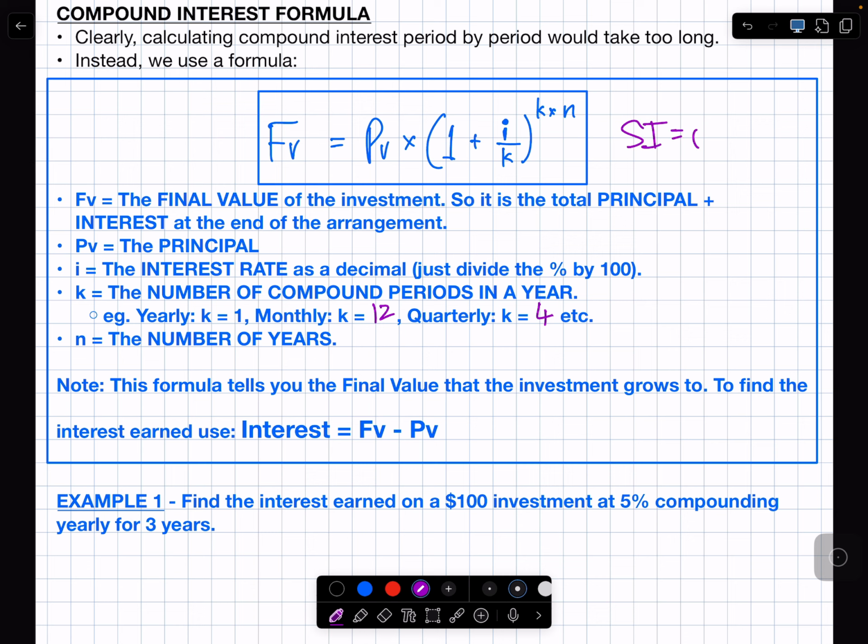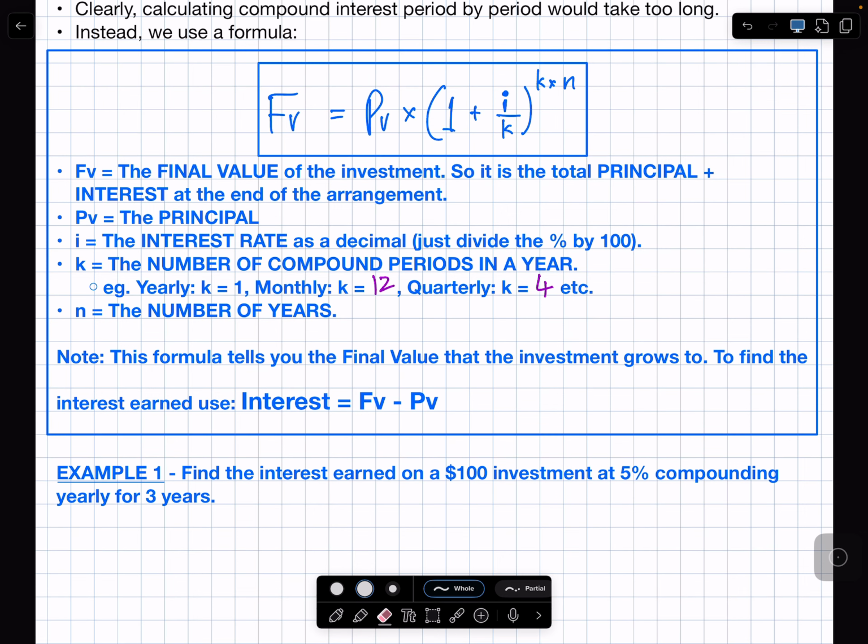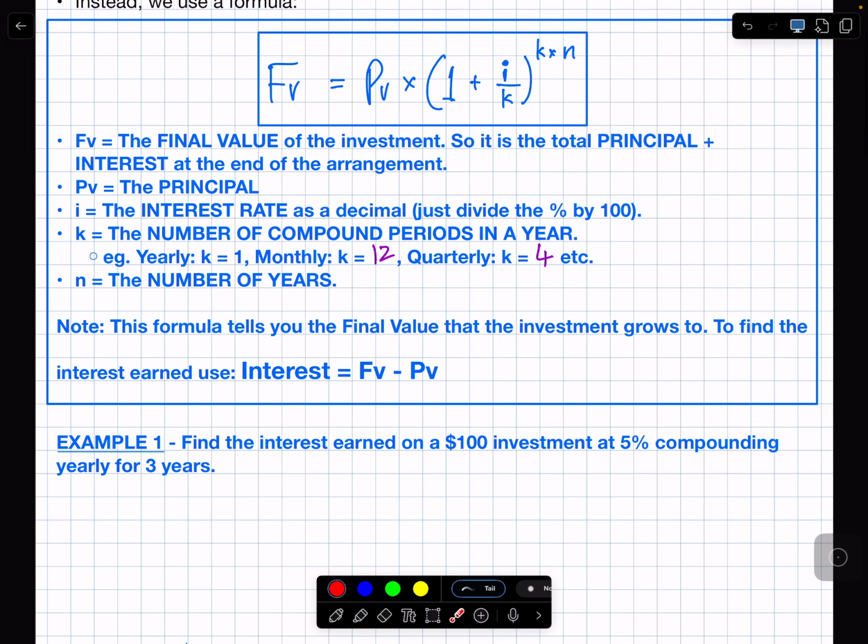So please be aware, this formula tells you the final value of the investment. SI equals PRT, the simple interest formula, tells you the interest. That tells you the cherry on top. That's not what this formula tells you. This formula tells you everything put together at the end. So if you wanted to find the interest earned, interest is equal to FV take PV. So if the question asks you what the interest was, there's an extra step involved.